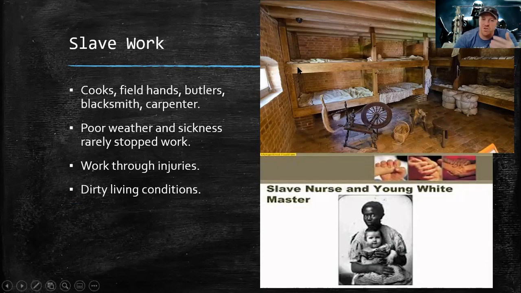Working through injuries, dirty living conditions, okay? And here's a series of bunk beds, and this is what slave houses look like. And this picture really stirs me because you have a slave nurse. A nurse isn't the hospital nurse that you think of today. They're a slave that takes care of the young babies of their masters. So that's why you have a black slave nurse with the young white master.